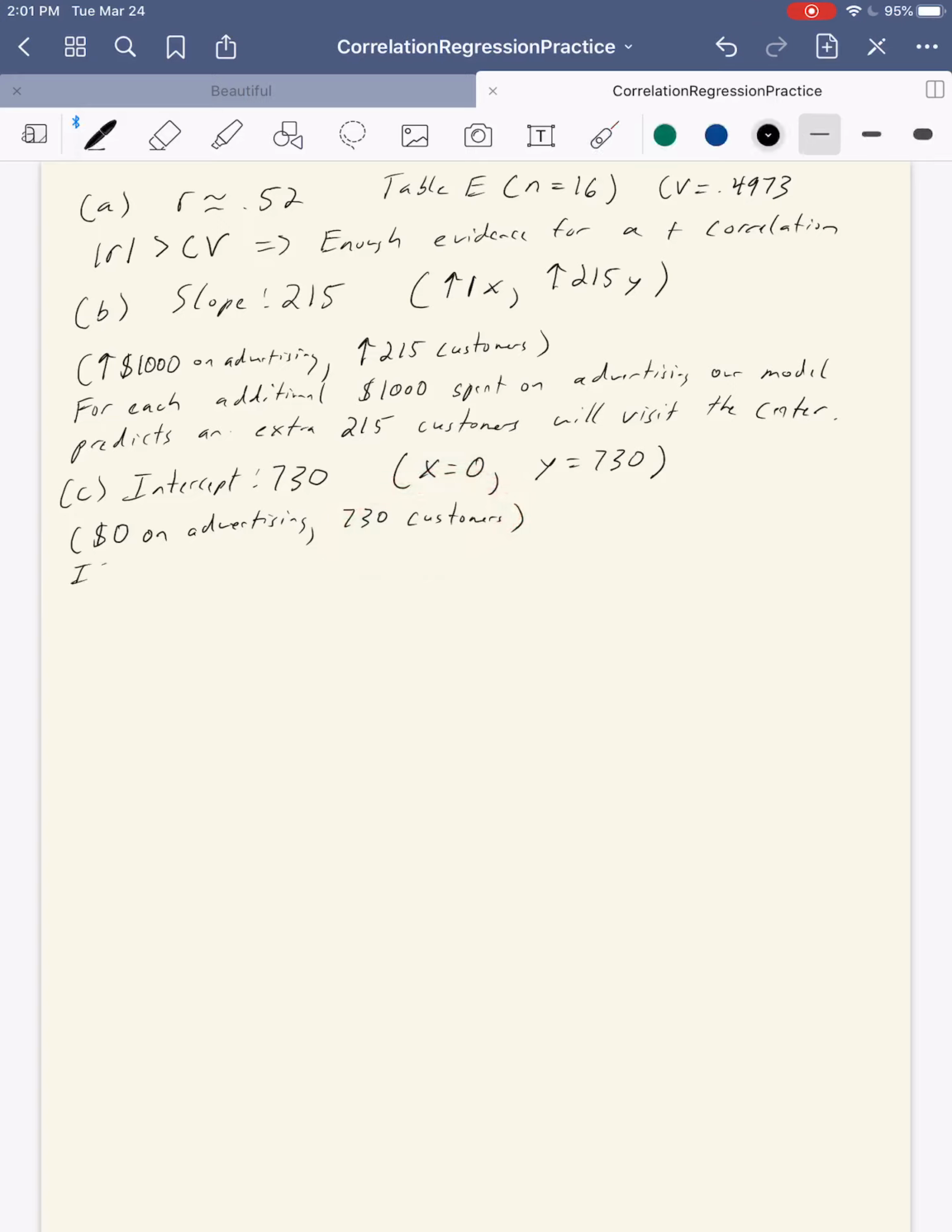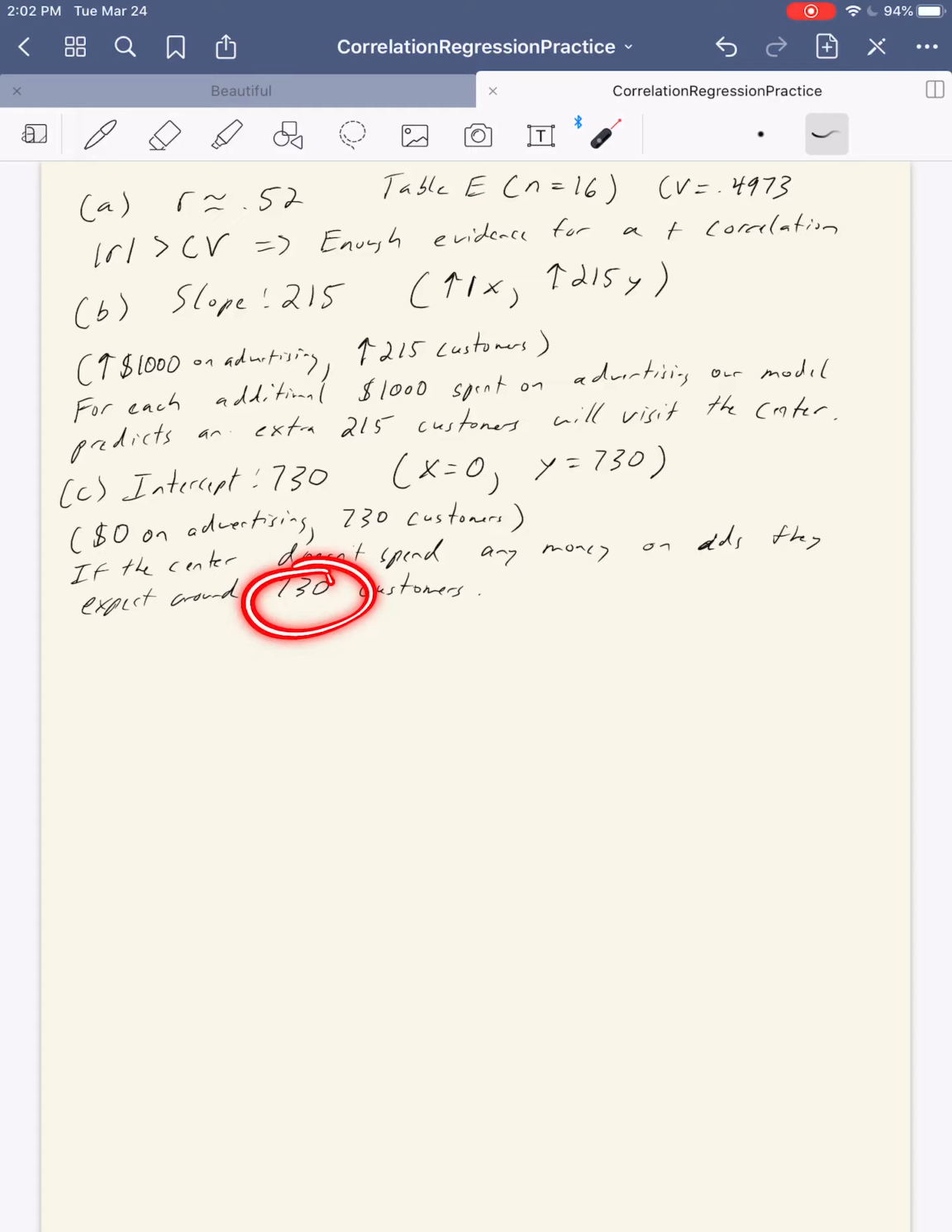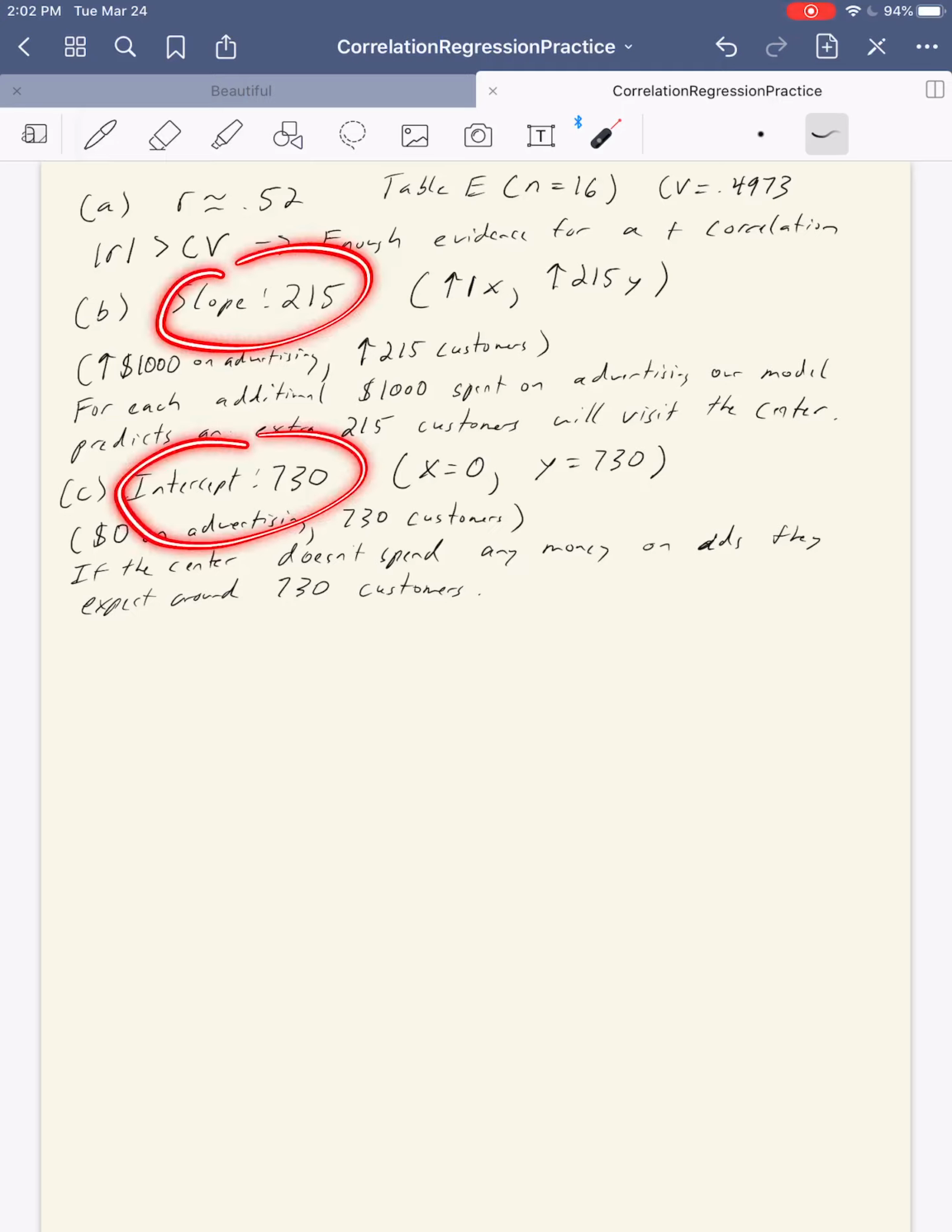So if the center doesn't spend any money on ads, they expect around 730 customers. So even if they don't spend any money, they expect to get about 730 customers. Then as they begin to spend money, we know that they should gain about 215 customers every $1,000 they spend. So again, notice that the slope and the intercept really tell us everything we need to know about our model.